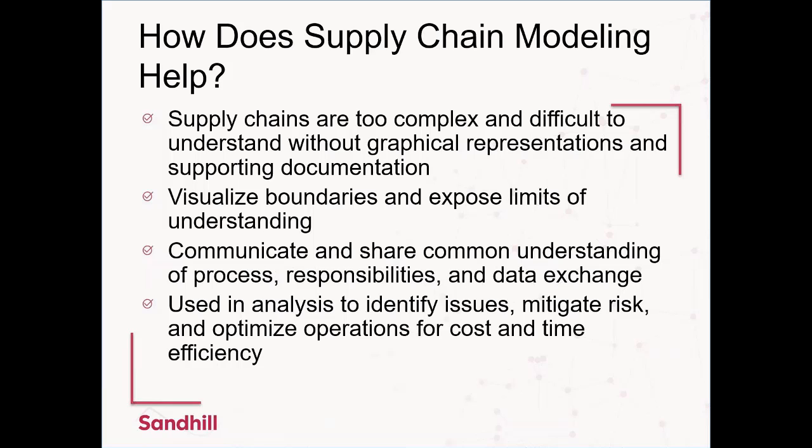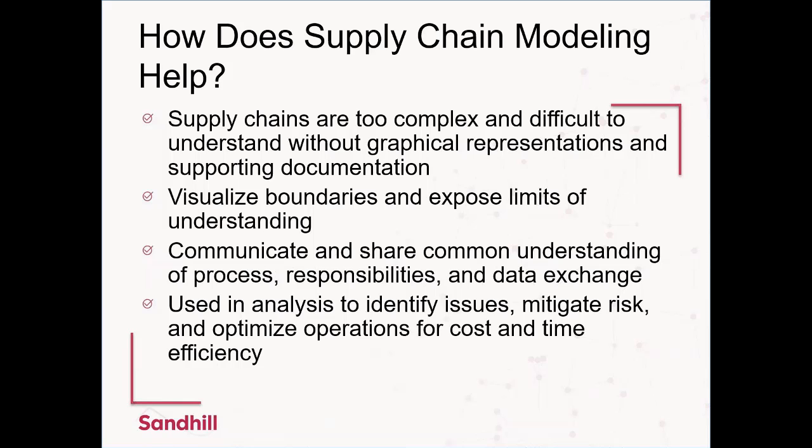So supply chains are invariably very complex and difficult to understand without having a model. You can use supply chain models to help visualize what the process flow is, what the supply chain is, and also to visualize the boundaries and expose the limits of the understanding. In the past, I've come across instances where people said, I didn't realize we did it like that. Oh, I didn't realize that they were involved in there as well. So it exposes that in a graphical way.